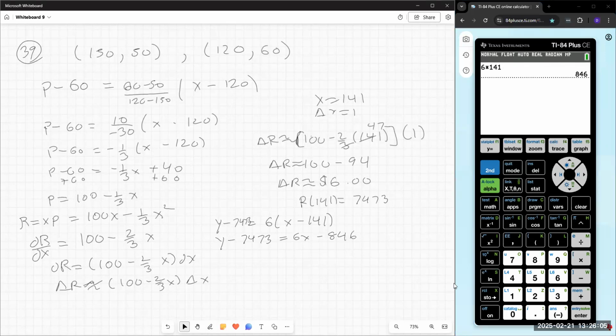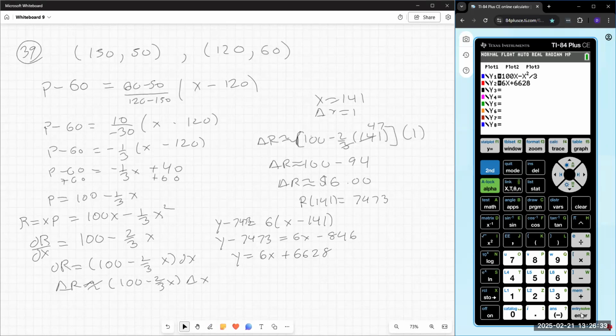Six, so 7473 minus 846 should give me y equals 6x plus 6628. There's my second equation that I want to put in here, 6x plus 6628.